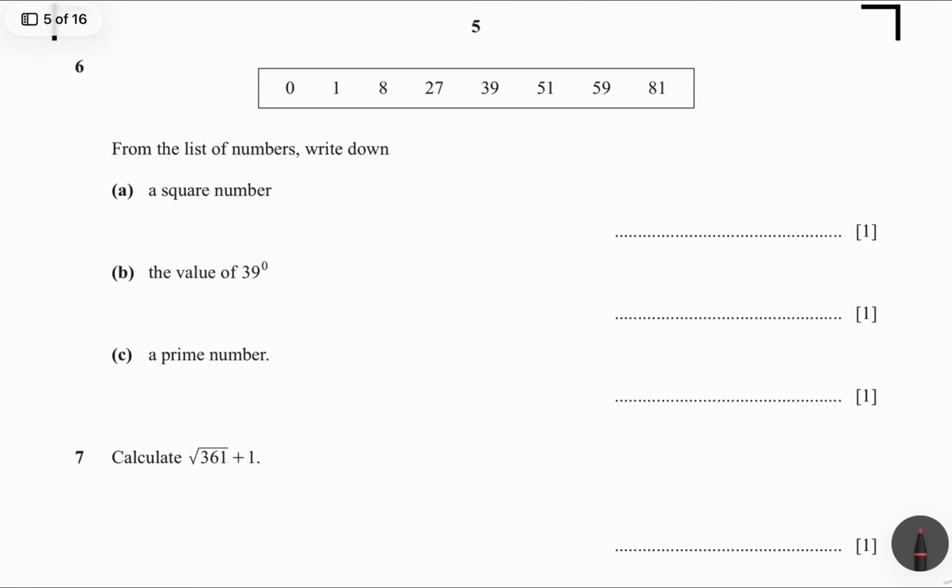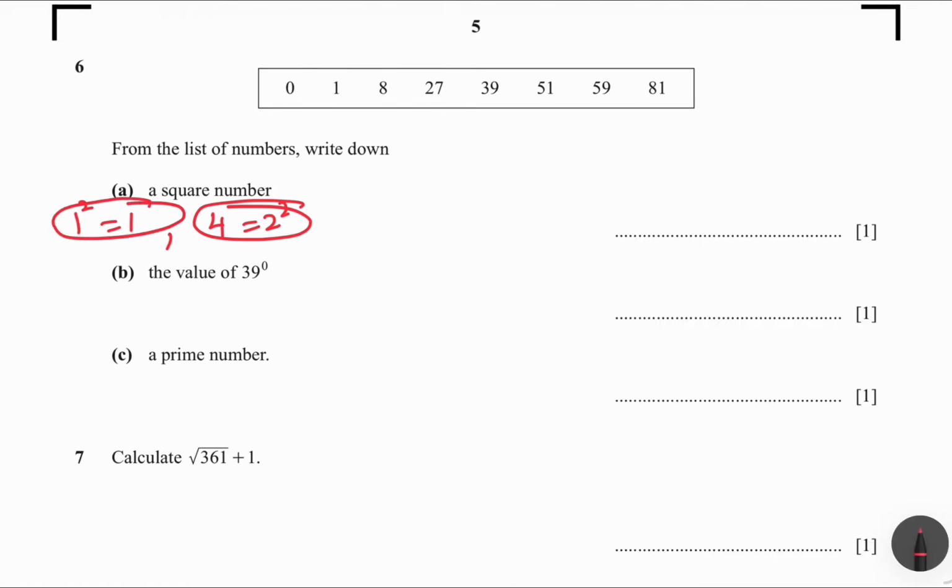Number 6, we are given some numbers here. From the list of the numbers, write down a square number. Now, you know what a square number is. A square number is a number that we can write when we multiply it by itself. Like 1 squared is 1, right? 4 can be written as 2 squared. So these are the square numbers.